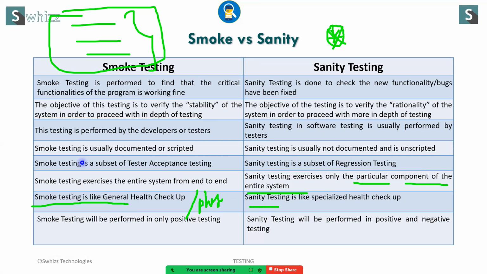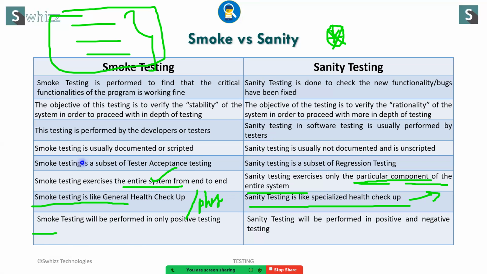But if you go for a specialized health checkup, for example, you went to an ophthalmologist for your eyes, now he is a specialist. He will concentrate more on the eyes only, instead of other things. That is the only difference. The physician will concentrate on the entire system, but the specialist concentrates on a particular organ.